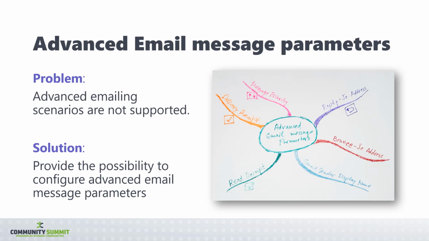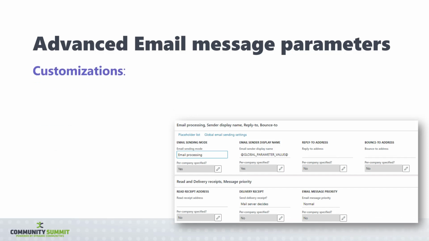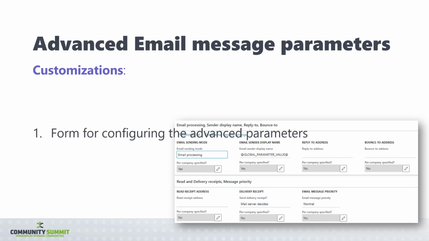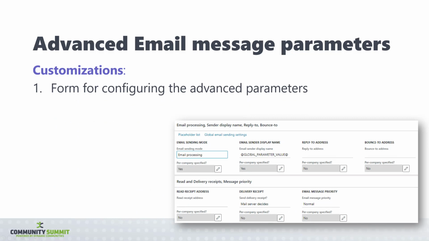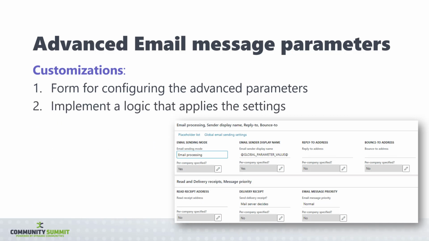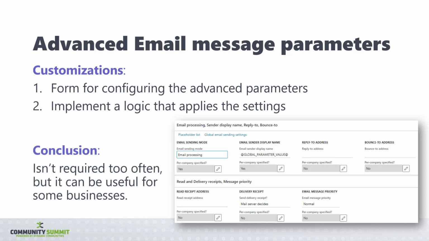Okay, as demonstrated, the solution for this challenge is to provide the possibility to configure these advanced email message parameters. And what are the customizations required? First, you need this form for configuring the described information, and it's nice to have the possibility to do it also per company. And then, obviously, your developers need to implement a logic that reads these values and applies them on the prepared email message. These are not very often required features, but they can be useful for some businesses, so it is at least a good idea to be aware of this functionality.